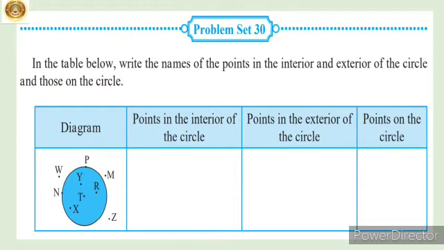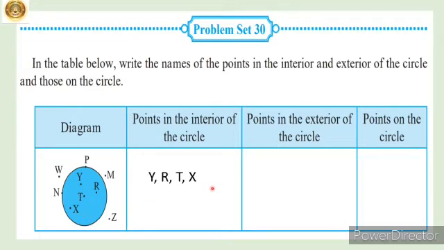So let's start problem set 30. In the table below, write the names of the points in the interior and exterior of the circle and those on the circle. So here a diagram is given. First you have to find out points in the interior of the circle. See, Y, R, T, X are points in the interior of the circle.